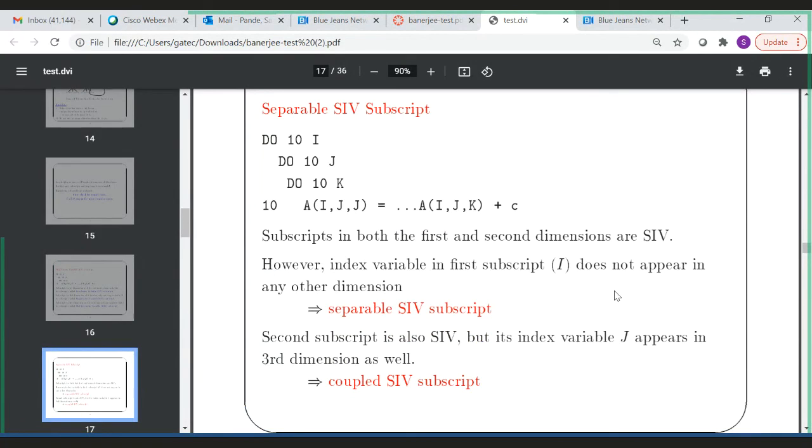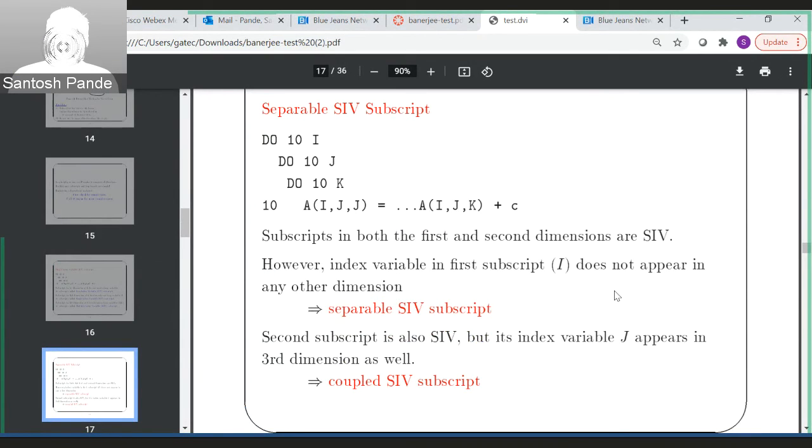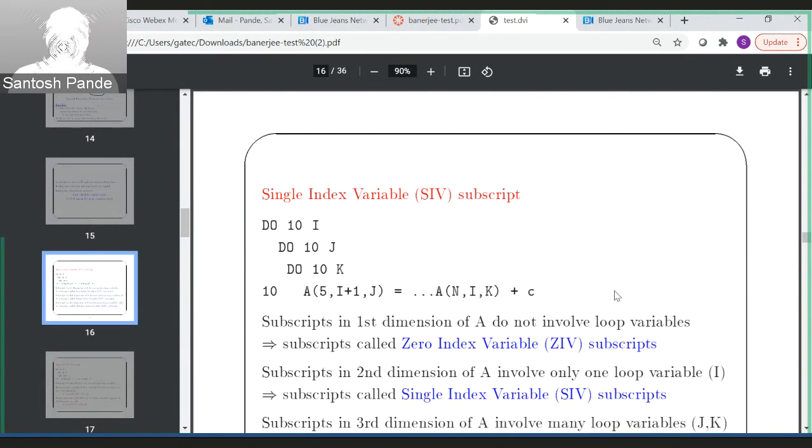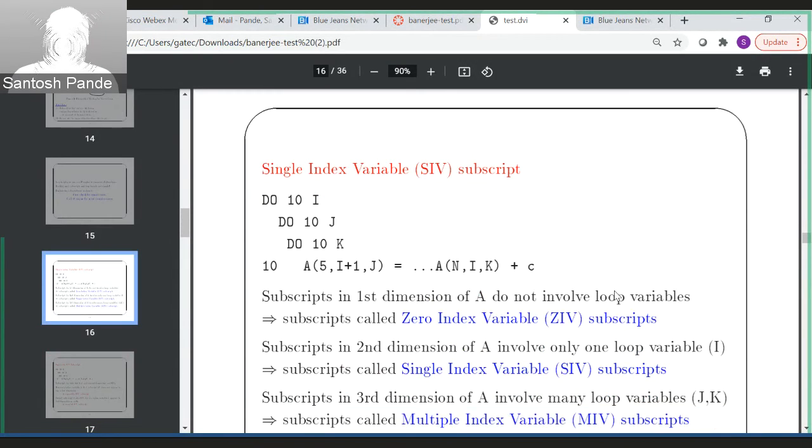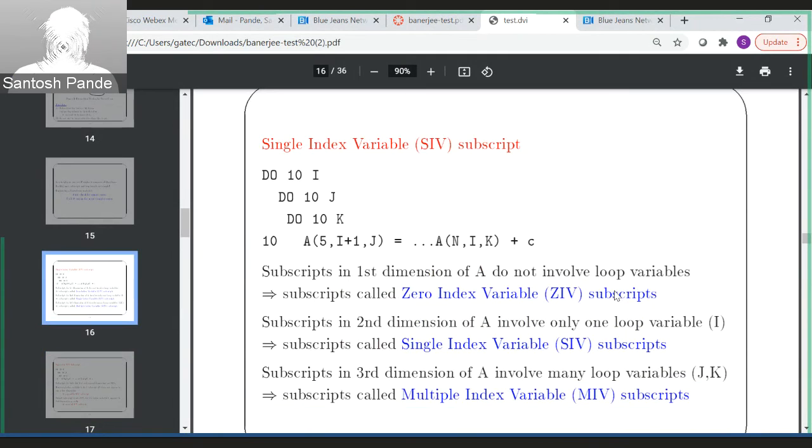So that's how we'll separate them into systems of equations which could be solved independently, and systems of equations which could be solved in a coupled manner. And then we'll break them down into zero index variables, or single index variables, which is just these i's, and the third one, multiple variables, which could also be coupled across multiple dimensions as a parallel system of equations.